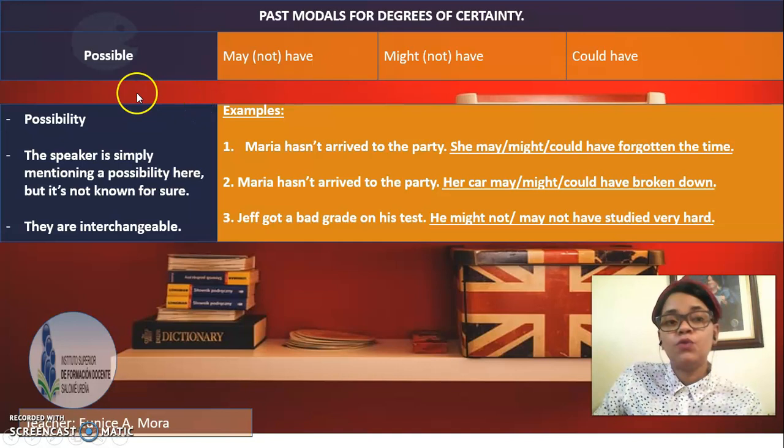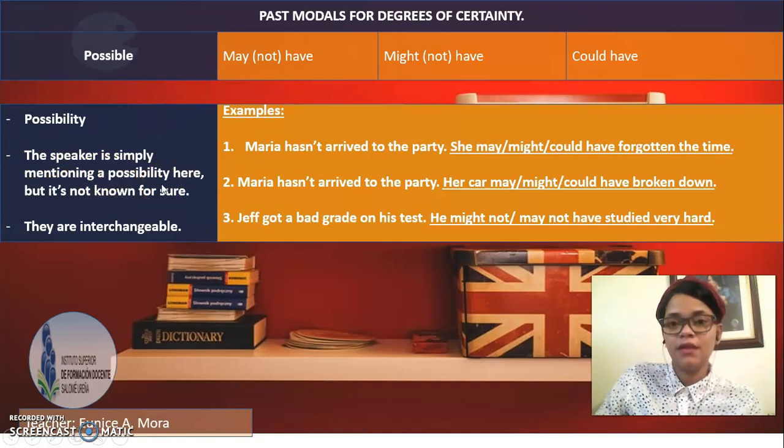Next, we are going to work with the past models we use when something is possible. We use may have, might have, and could have. And the negative form of may have, which is may not have, and might not have. Remember, when things are possible, we use could have only. We don't use the negative form of it because it means impossibility. Then they are used when the speaker is simply mentioning a possibility.